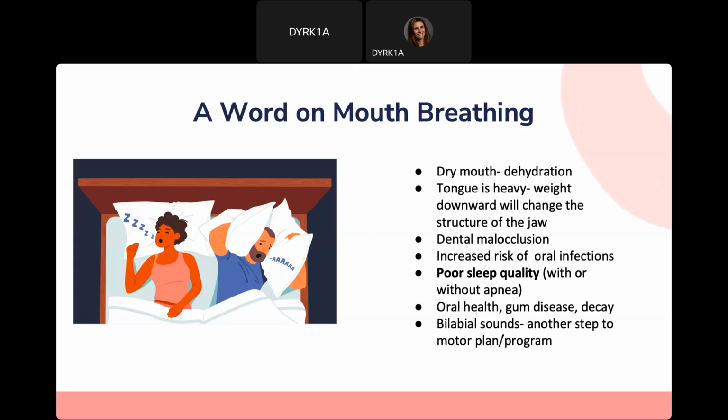So in my opinion, this is just based on what my experience is, I think this is why bilabial sounds are often absent or delayed in the DYRK1A population, and they're more common. They're usually the first developing sounds, MPD, bilabial, usually the first. But that's not what I've observed with anybody who has an open mouth resting posture.